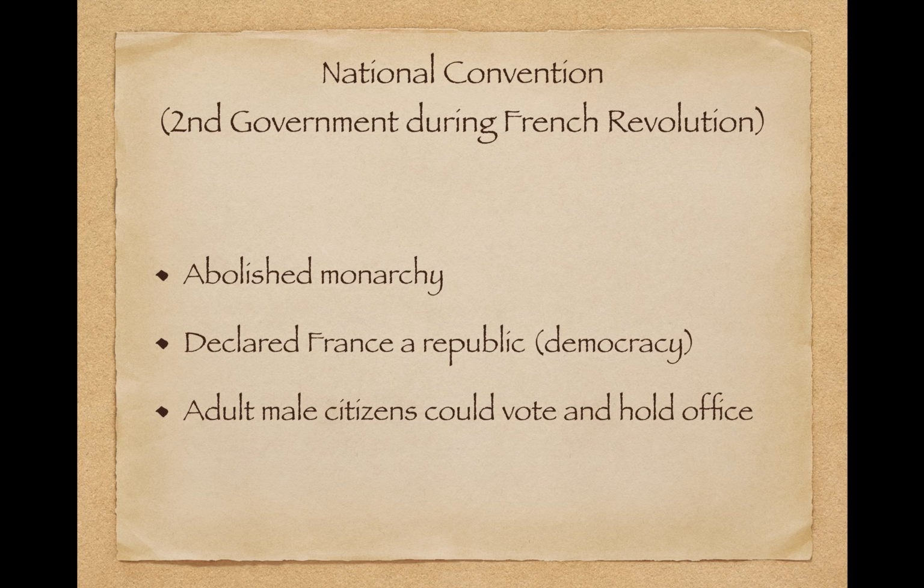Now, a republic is a form of democracy. And remember, under a democracy, the citizens have the power. And citizens have power by voting. So at this time, only adult male citizens could vote and hold government office jobs. Women, unfortunately, were not able to vote or even play a part in politics and government at this time.